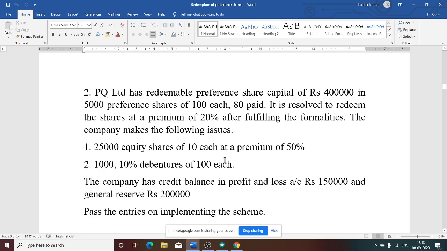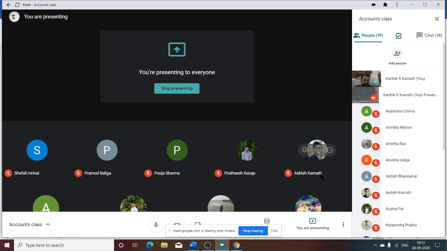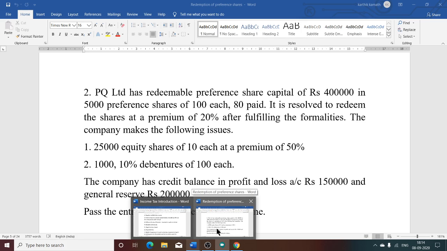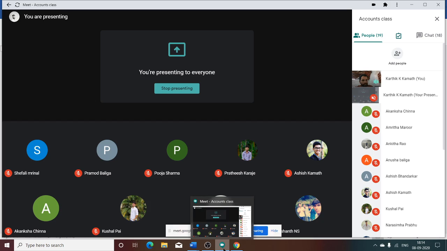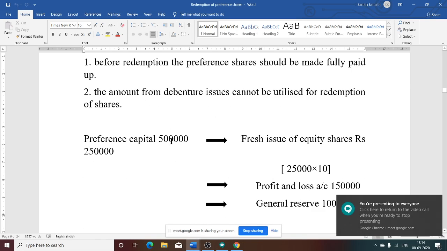Once you go to the problem, what is the preference share capital given in the problem? Anyone? Unmute yourself and answer. It is 4 lakh, in 5,000 preference shares of 100 each, 80 paid. So 4 lakh is given in the problem. But now we are making a call, that means 80 plus 20. Now the actual preference share capital is 5 lakh after making the call. So we will take preference share capital as 5 lakh.